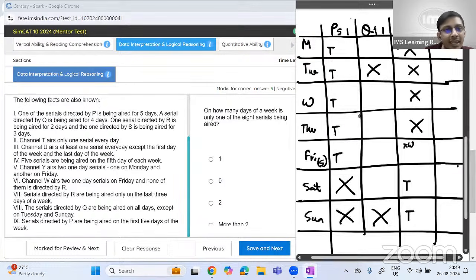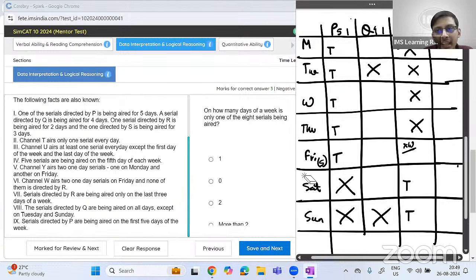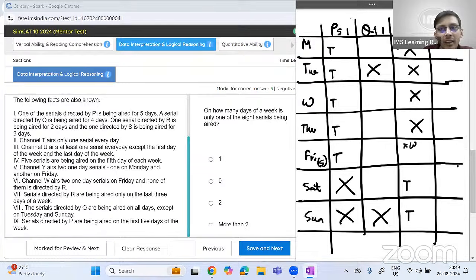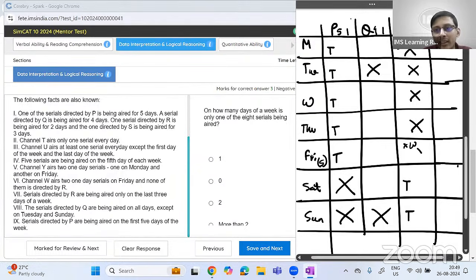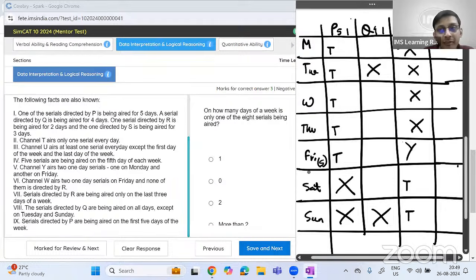Now we have that T is there, one serial every day. And for R now, if W is not there, now we need a 1 for R. If W is not there, then it will have to be Y, because Y and W are the 1-day serials. So I can just remove this Y. Now we have 1 and 2. Now one on Monday, one on Friday. Y also has one on Friday. It cannot be for PQR, so it will have to be for S.